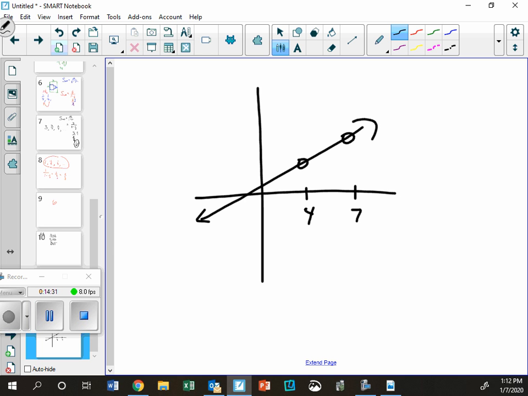All right, so imagine for a moment that's the question. They say, what's the equation for that?